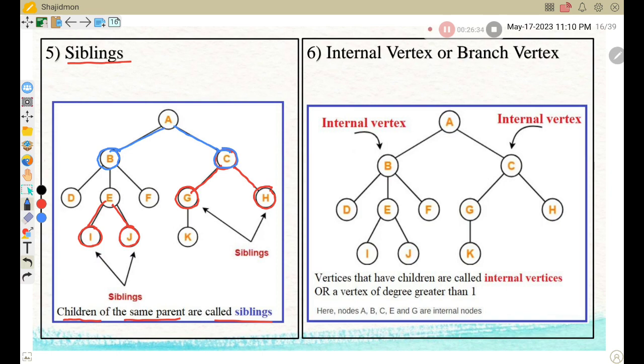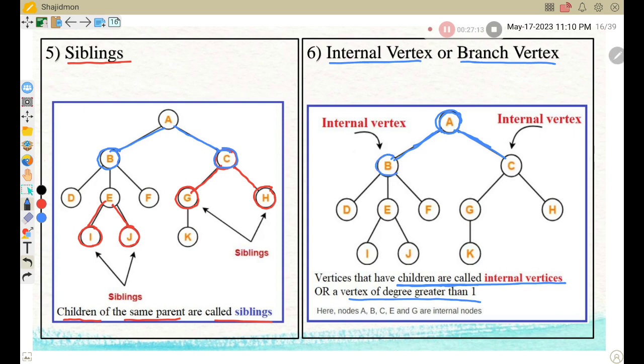Now the next point we need to discuss is internal vertex or branch vertex. Internal vertex means a vertex that has children is called an internal vertex, or a vertex of degree greater than 1. More than 1 means that is an internal vertex. For example, this one is the root vertex, as well as an internal vertex because this vertex has children. See, 2 children are there, B and C. So any vertex that has children is called an internal vertex.